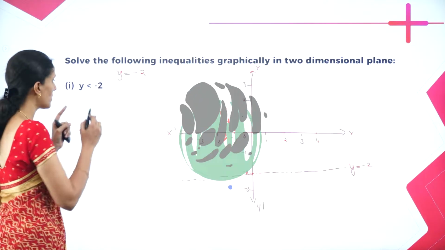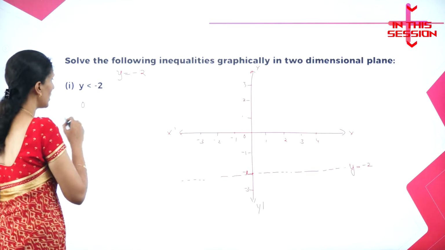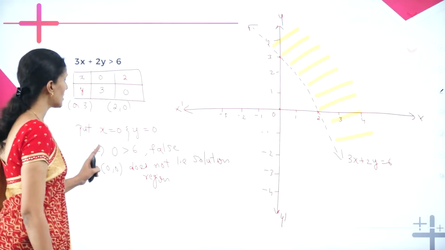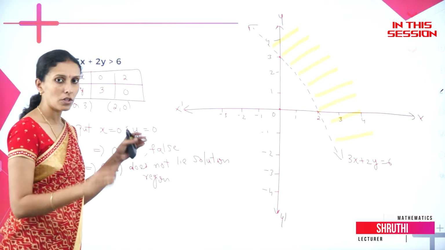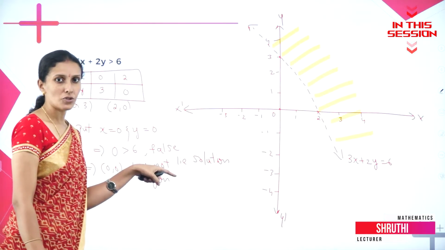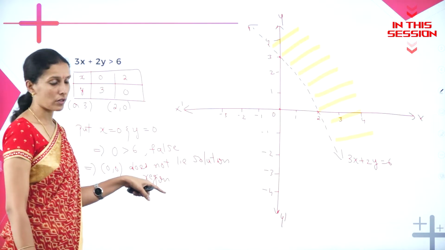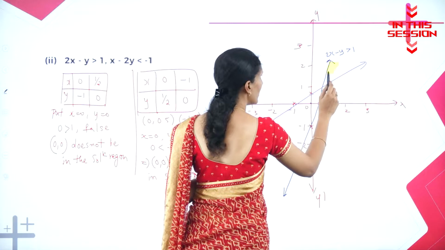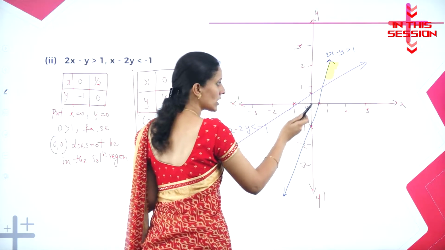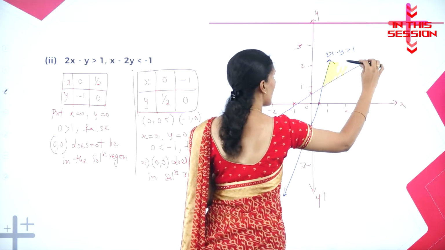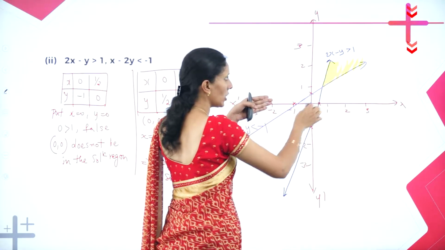Take y is equal to 0. If you take y is equal to 0, then 0 less than minus 2 is false. Just substituting the value of 0, 0, you are supposed to identify whether 0, 0 will lie in the solution region or does not lie in the solution region. So clearly, you can observe that if you shade this part, it will not include the 0. And similarly, if you shade above this line, it will not include 0.